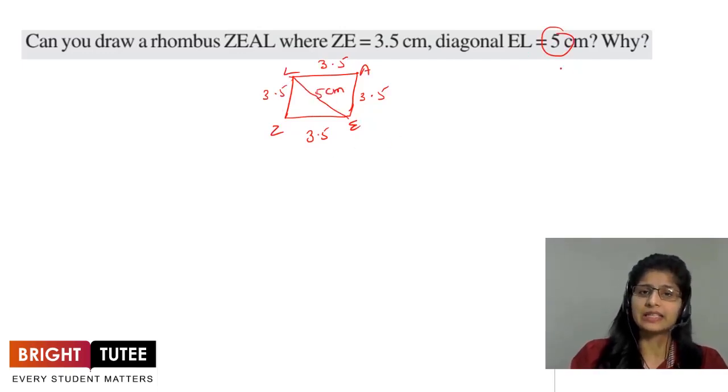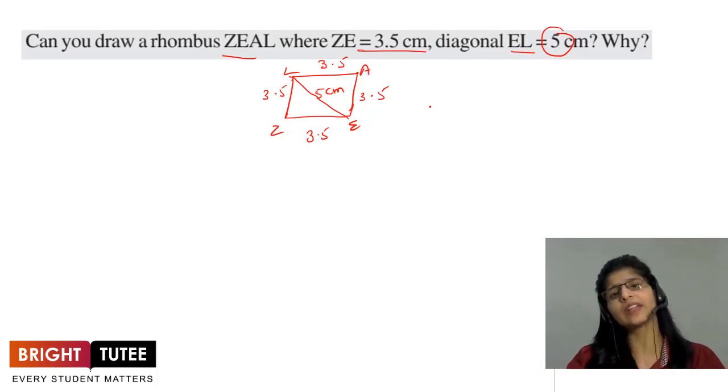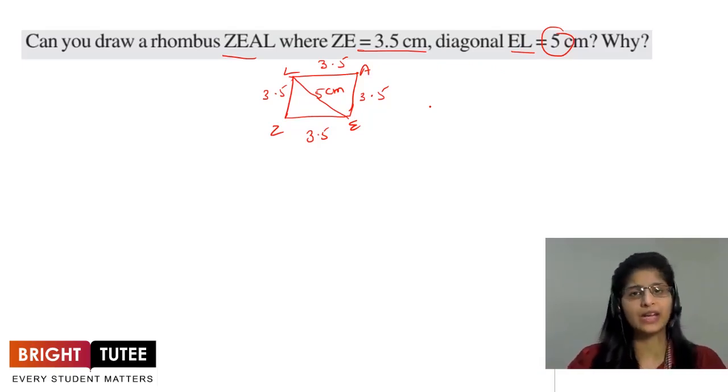So they are again asking, can you draw a rhombus ZEAL with... See here, two measurements are given, actually five are given. When they say rhombus, all the four sides are equal, so giving the measurement of one side is enough. We are pretty much sure that all the sides are to be equal. Then if ZE, that is one side, is 3.5, all other sides are going to be 3.5 centimeter.